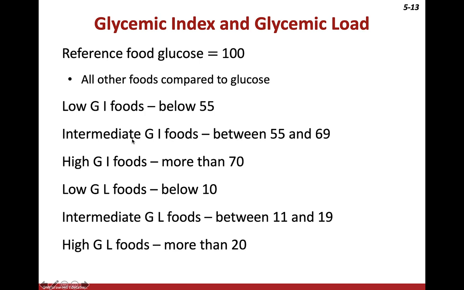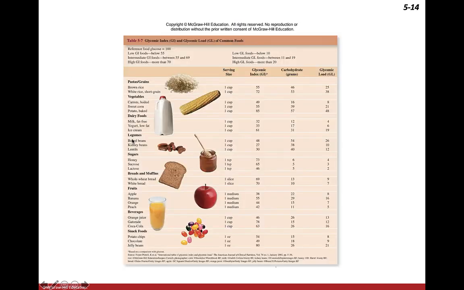Now, when we're looking at glycemic index and glycemic load, reference food glucose, 100, and all other foods are compared to that. Low glycemic index foods are those below 55. Intermediate glycemic index foods between 55 and 69. If we look at high glycemic index foods, more than 70. Low glycemic load foods below 10, intermediate glycemic load foods between 11 and 19, and high glycemic load foods more than 20.